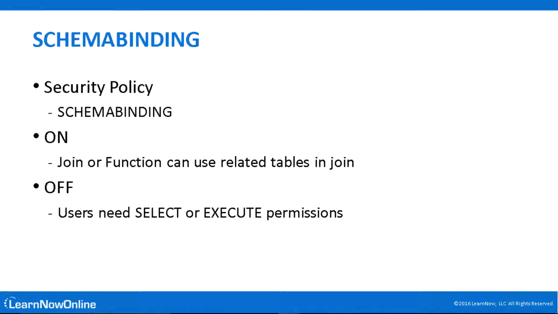On the other hand, if the security policy is created with schema binding equal off, then the user will need both select or execute permission on these additional tables and functions in order for the query to target the particular table. You may define a predicate function that joins with another table and/or invokes a function or functions. The join or function is accessible from the query and works as expected without any additional permission checks.